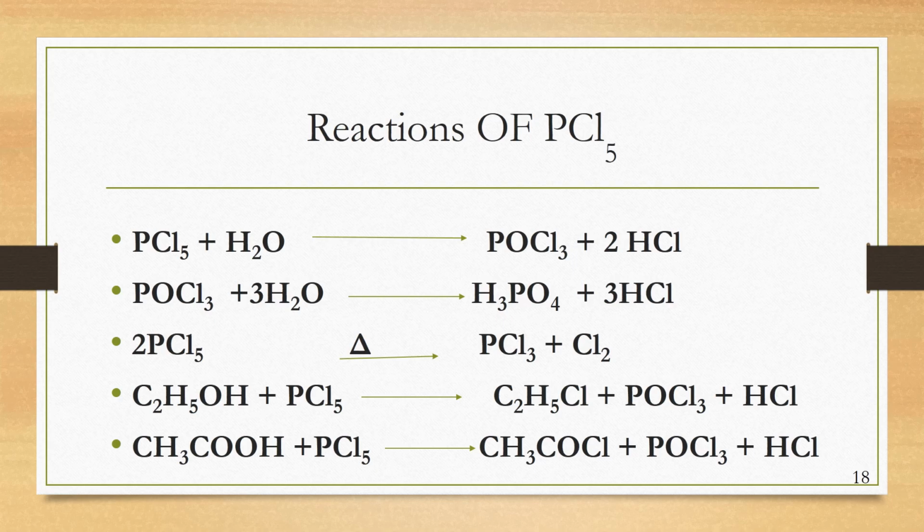PCl5 is also a powerful chlorinating agent. So when it is reacting with ethanol, it forms chloroethane along with POCl3 and HCl. Acetic acid, on the other hand, reacts with PCl5, forming acid chloride, CH3COCl, along with POCl3 and HCl.